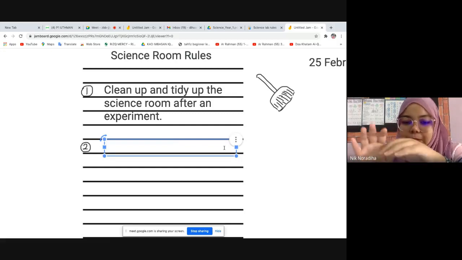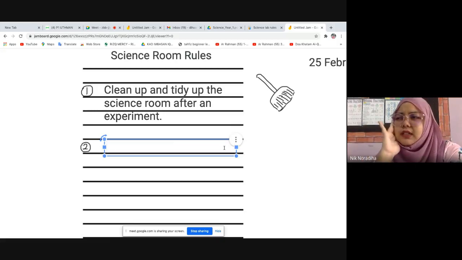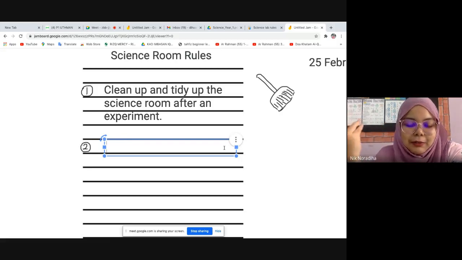It doesn't have to be fixed, the order. As long as you remember any three, that's good enough for teacher. Okay? So don't worry about the order. Say you remember teacher said line up first, then the other rules you don't remember anymore. As long as you remember, teacher, you said line up, then after that, cannot run and play in the science room. Any three, just remember any three. Okay? Yes.